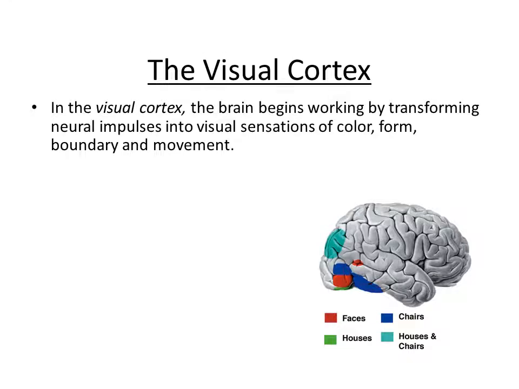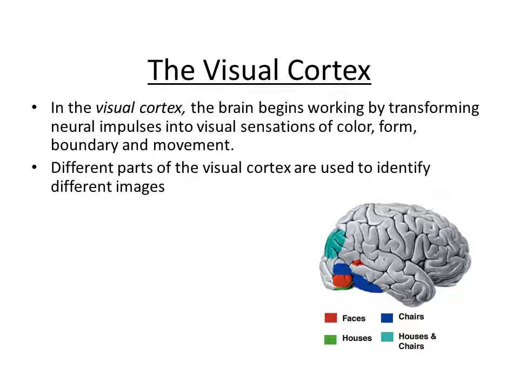In the visual cortex, the brain begins working by transforming neural impulses into visual sensations of color, form, boundary, and movement. So once it gets to the visual cortex, it's actually starting to process those neural impulses. So perception is starting to take place. Different parts of the visual cortex are used to identify different images. You can see the top portion of the visual cortex is kind of like a turquoise. That's where maybe houses and chairs are processed. You have the blue, where more chairs are being processed. You have faces in the lower part of the occipital lobe, and then you have the houses all the way in the little green at the bottom part.